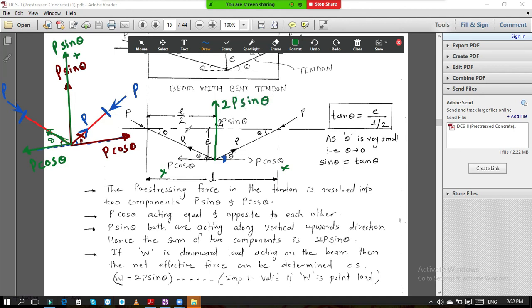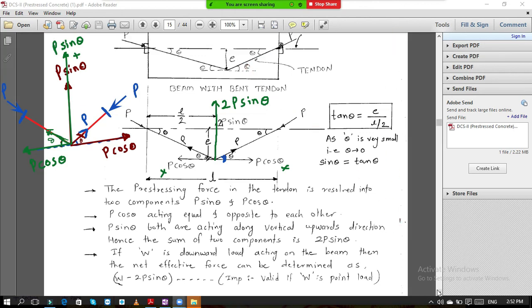म्हणजे याचा अर्थ काय की जेव्हा जेव्हा तुम्ही बीम मध्ये हॉरिझॉन्टल सरळ टेंडन प्रोव्हाइड करायच्या ऐवजी असं बेंड टेंडन प्रोव्हाइड केलेलं असतंय, तर त्यावेळेला ह्या टेंडन कडून एक रेझिस्टिंग फोर्स मिळतो बीमला अपवर्ड डायरेक्शन मध्ये, and that force is nothing but it is 2P sin theta. This is the force.